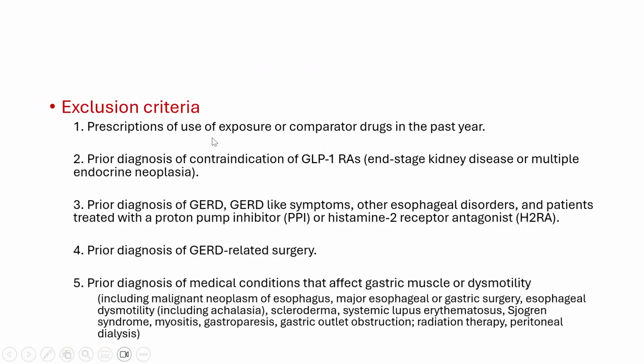The exclusion criteria were, suppose any of these patients had been prescribed the exposure or the comparator drug in the past 1 year, or there is any diagnosis of a contraindication of a GLP-1 receptor agonist. For example, if the patient had CKD stage 5 or multiple endocrine neoplasia, because one possible side effect of GLP-1 receptor agonists is increased risk of medullary thyroid carcinoma. And they wanted to exclude any diagnosis of GERD or any GERD-like symptoms, other esophageal disorders, and any patient who has been treated with a proton pump inhibitor or histamine 2 receptor antagonist in the past.